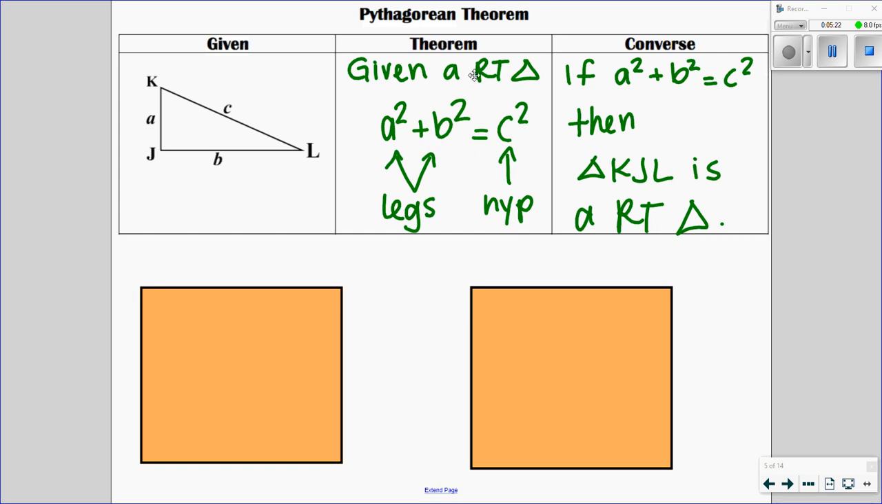So if you have a right triangle, then you can do a squared plus b squared equals c squared. If you can do a squared plus b squared equals c squared, that works out, then you'll have a right triangle.